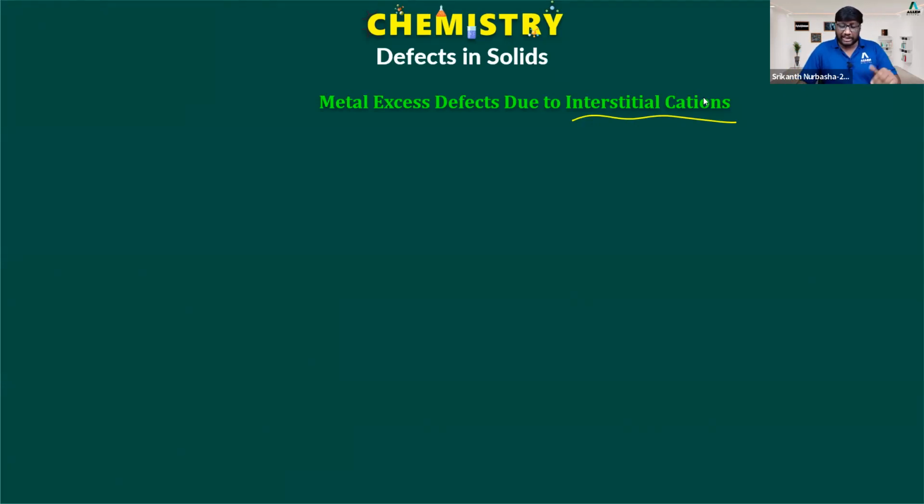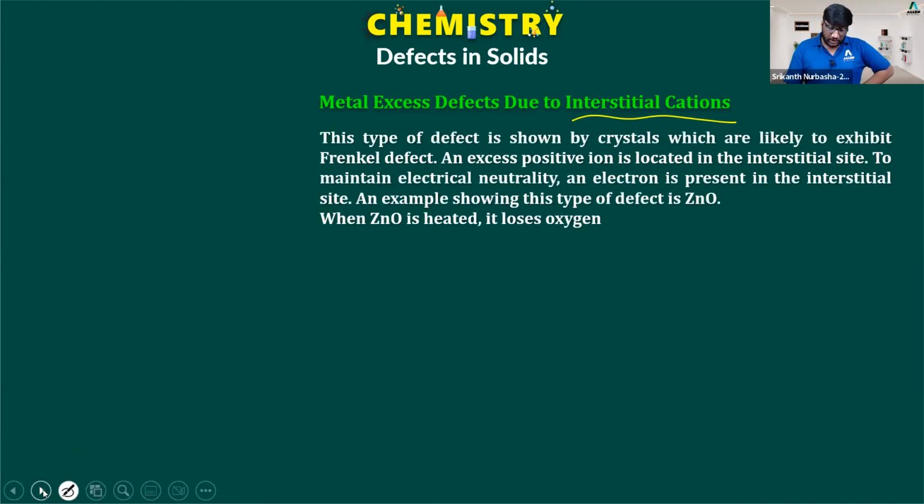Same thing, metal excess. Metal should be in excess, meaning you can have fewer anions. So you can just remove the anions, thereby extra metal is there. That's the same thing we have seen in the anion vacancy case. Metal excess due to interstitial cations: the metal ions can also be positioned at the interstitial spaces where you have extra metal. So, metal excess defect due to interstitial cations.